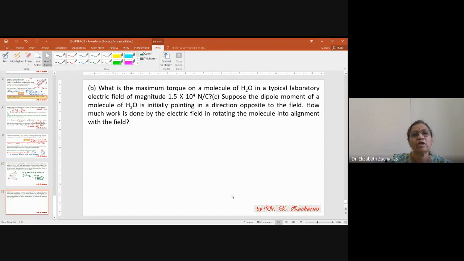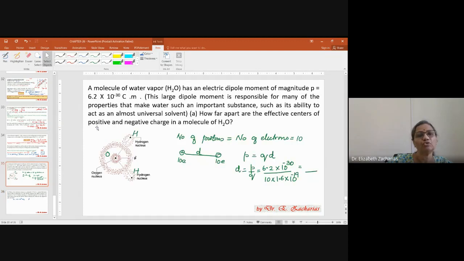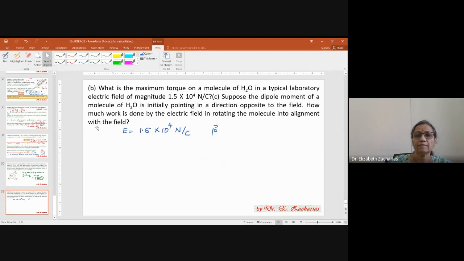Next. What is the maximum torque on a molecule of water in a typical laboratory electric field equal to 1.5 into 10 to the power of 4 Newton per Coulomb? If p is already given to you, what is the value of p given? p was given to you as 6.2 into 10 to the power of minus 30 Coulomb meter.